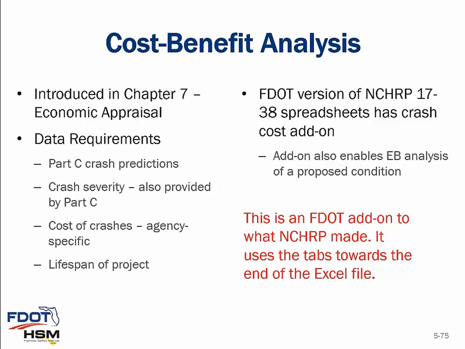Well, we've been doing that with our Part C crash predictions for both existing and proposed conditions. And so we now need to start looking at the costs of those crashes and how they occur, breaking them down into different crash types. And also looking at your project, its lifespan and the project cost. FDOT has taken the NCHRP 17-38 spreadsheets, and they have done a crash cost calculation add-on to the spreadsheet. And we'll get into that. It also enables use of the EB analysis as you go through this process. So you can do it for both predicted and expected analysis.